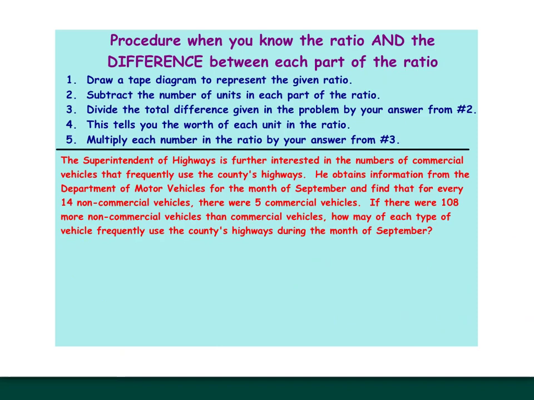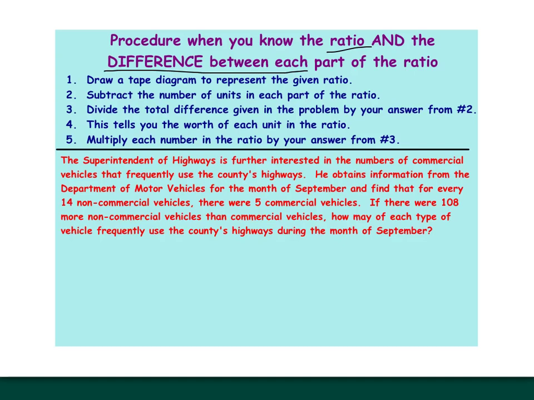The second type of problem I'm going to encounter is when I'm given a ratio and also a difference between each part of the ratio, not a total this time. Again, though, I'm going to start by drawing a tape diagram to represent the ratio that I'm given.